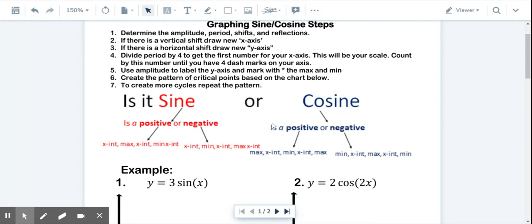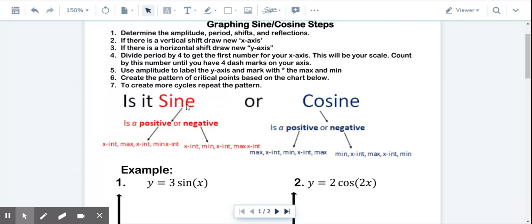So I have a nice little chart down here. And then number 7, to create more cycles, repeat the pattern. I personally like looking at charts like this. It's kind of fun. I don't know if you guys read magazines where they have you pick like this or that. I feel like these just make it simpler, in more simple terms.